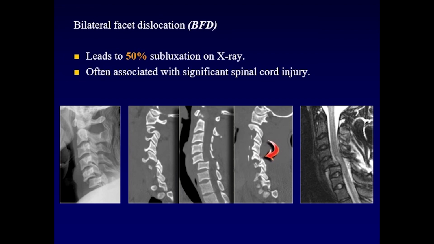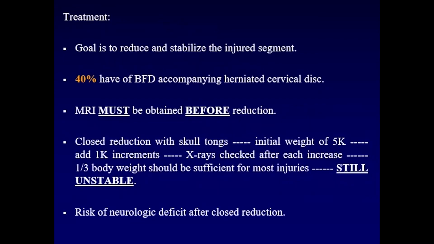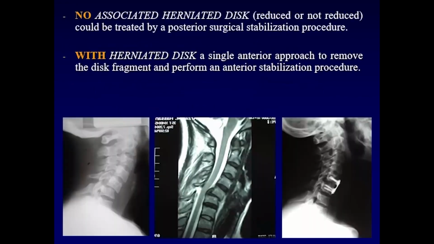The goal of treatment is to reduce and stabilize the injured segment. 40% of bilateral facet dislocations have an accompanying herniated cervical disc, so you have to perform an MRI before reduction. If there is no associated herniated disc, you can go from the back, reduce and stabilize, but if you have a herniated disc, you have to go from the front first, take out the disc, and then reduce and stabilize the spine.